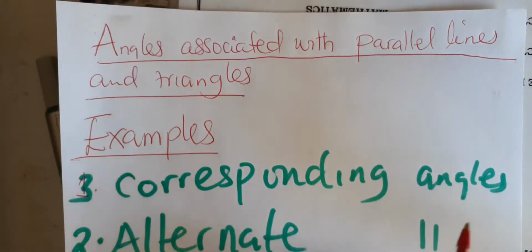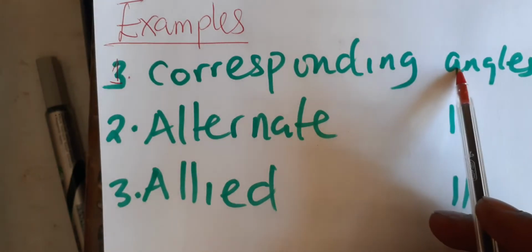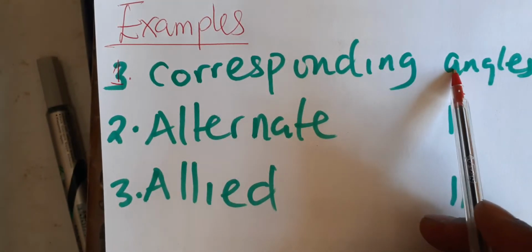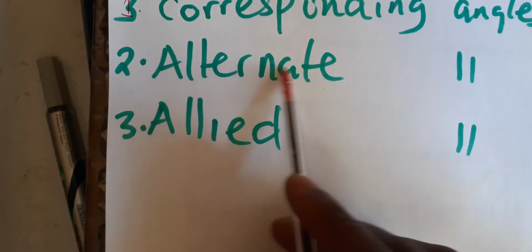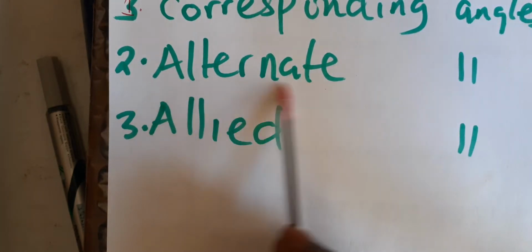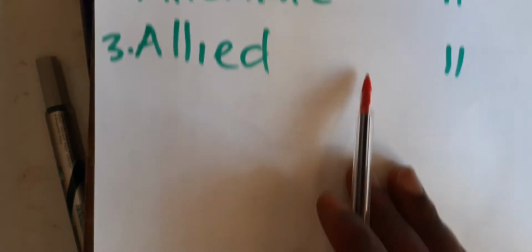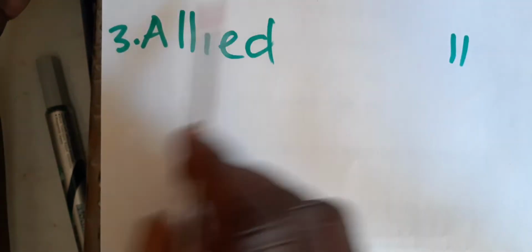So parallel lines, please don't forget the relationship between corresponding angles, just to remind ourselves. And also, don't write anything on these. The alternate angles and the allied angles. Don't forget about these. Okay?